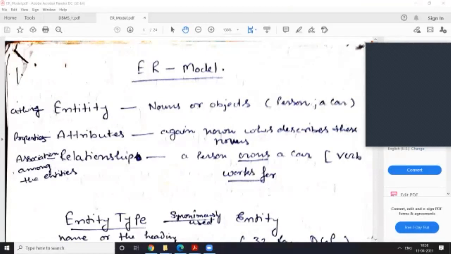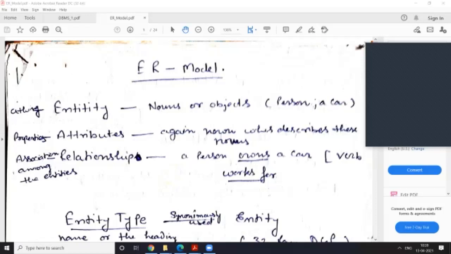Obviously, in terms of the entity, you can easily understand that an entity could be an object like a person or a car. In your written examination, as well as in any kind of examination you are going to face, things will be written in the form of phrases. A paragraph will be written. On the basis of that paragraph, you should be able to identify the entities, attributes and relationships, and on that basis sketch out the ER diagram.